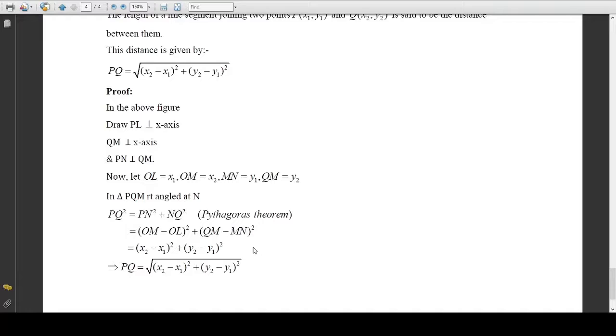Now this is the end of part 1. For the solution of the exercise problems from this chapter, we shall discuss in our next part, which is part 2. For the time being, you will have to remember this formula. The distance between any 2 points P and Q will be given by root over of x2 minus x1 whole square plus y2 minus y1 whole square. Clear? Try to remember this formula, and in the next class we will utilize it for finding the distance between any 2 points.